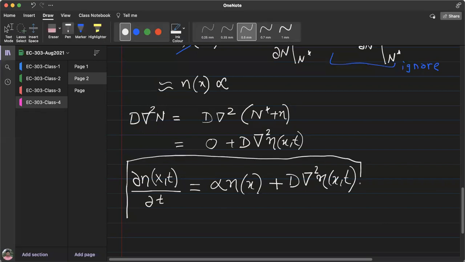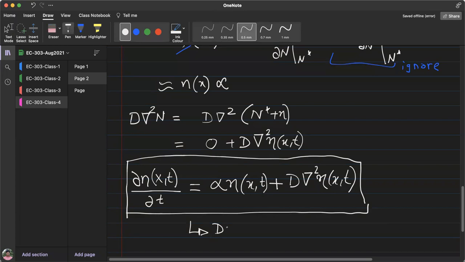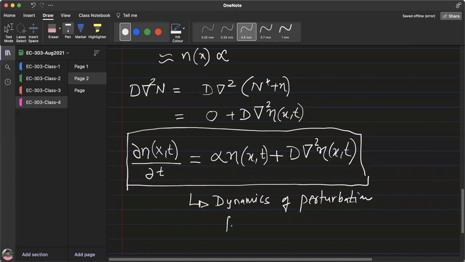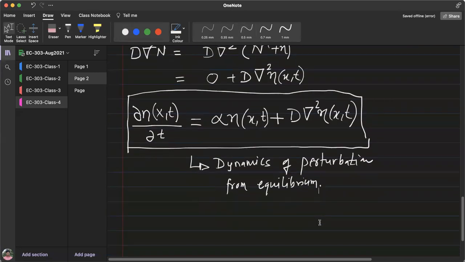Any questions on the mathematics part so far? In the RHS first term, shouldn't that be alpha eta of x and t? Yes, you're right. Thank you. I just thought I missed a time dependence. Thank you very much. Any other questions?